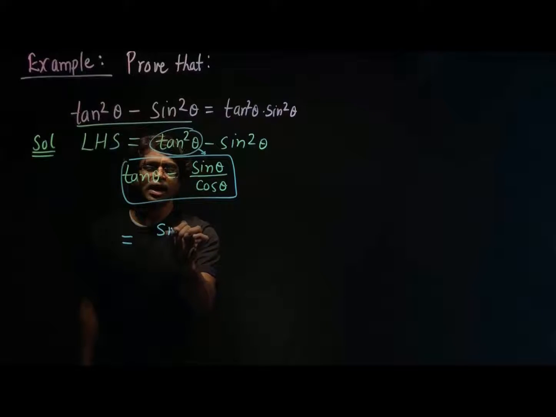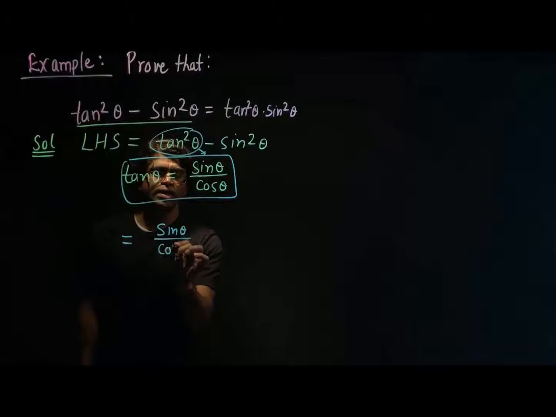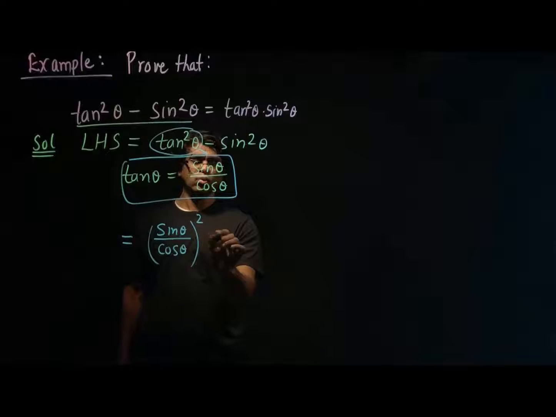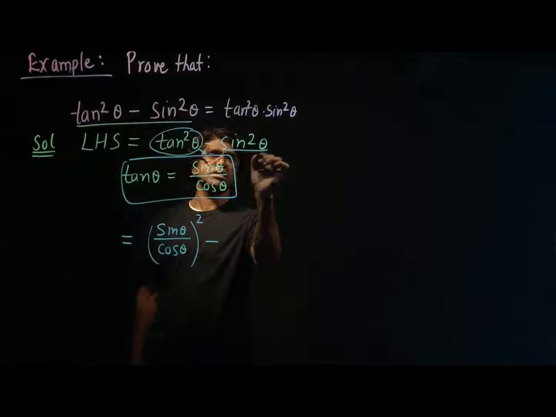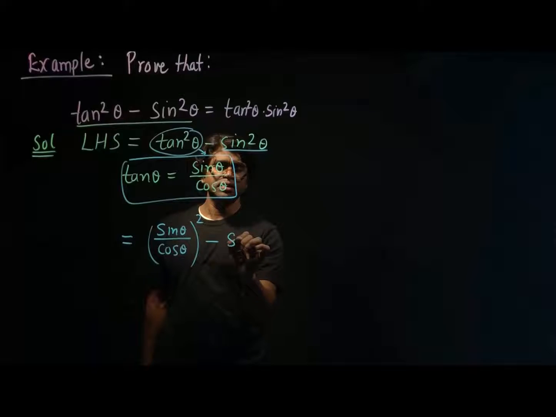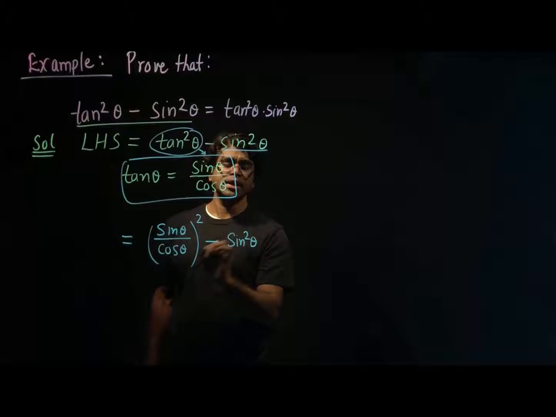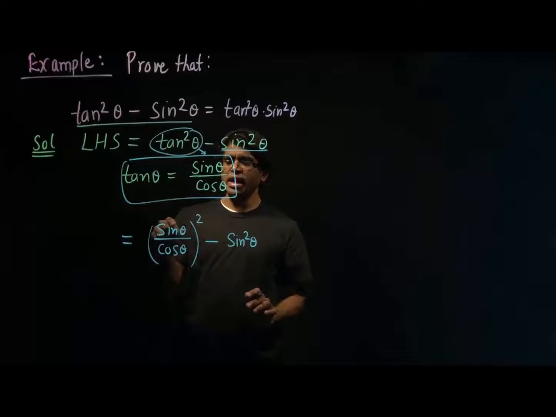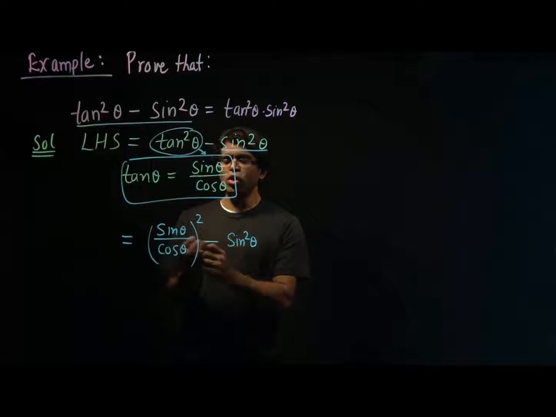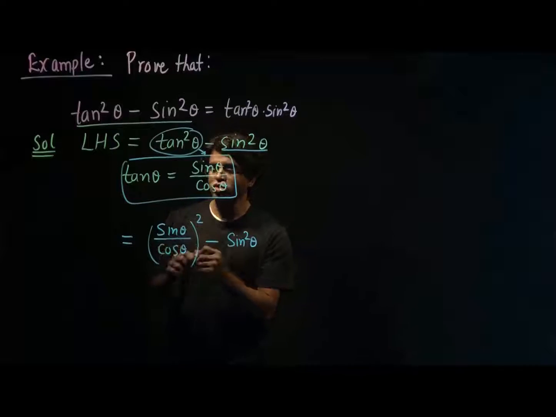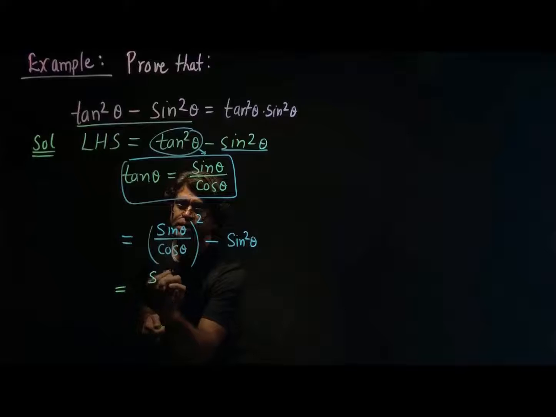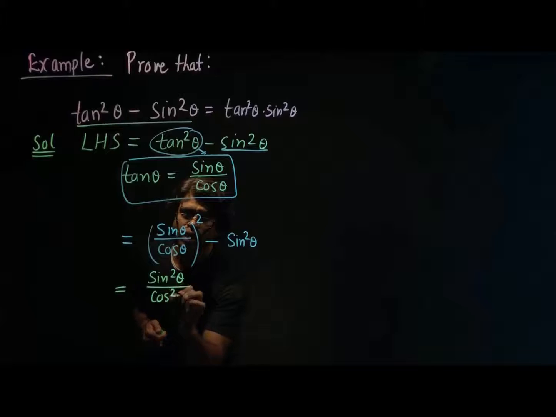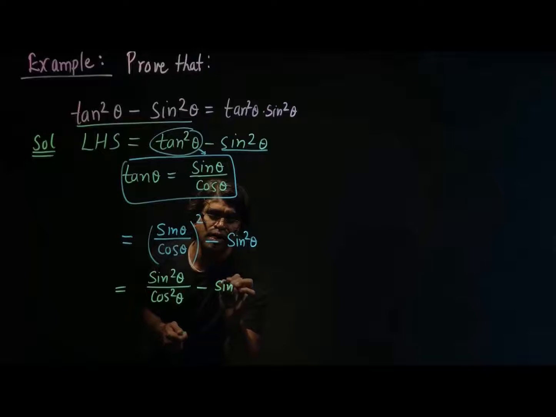So I will write sine theta over cosine theta, but this is the whole square, so I will write whole square minus my second term, sine squared theta. Now let's simplify further. As you can see, I have a square and I need to square sine and cosine. So I'm going to separate sine and cosine and square. If I do that, I will write this as sine squared theta over cosine squared theta minus sine squared theta.